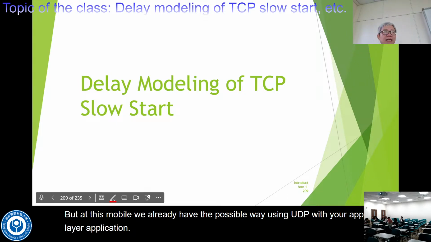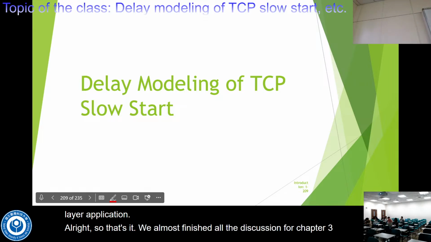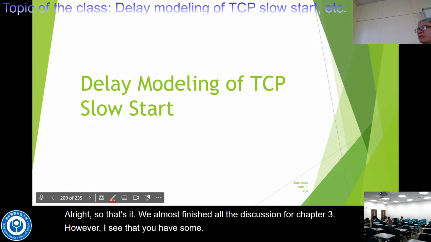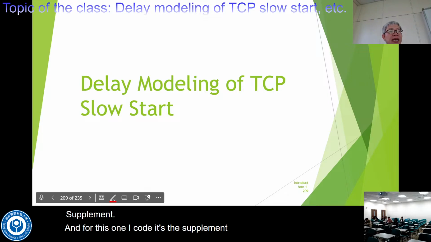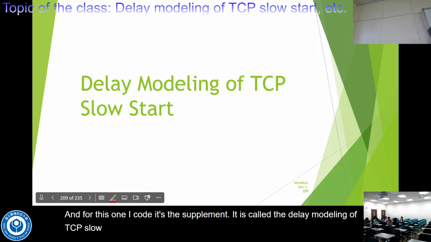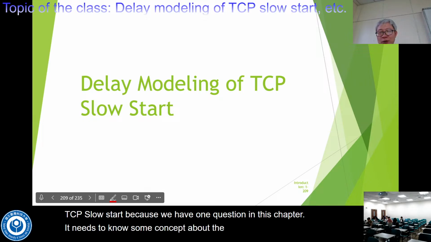Alright, so that's it. We almost finished all the discussion for chapter 3. However, I still have some supplement. I call it the supplement. It is called the delay modeling of TCP slow start, because we have one question in this chapter. It needs to know some concept about the current discussion, slow start.